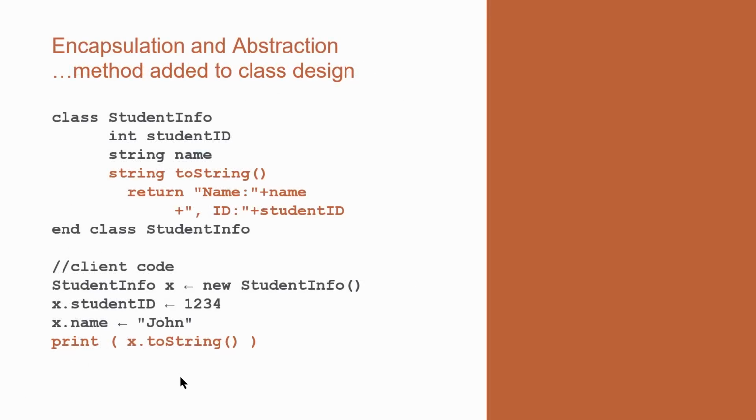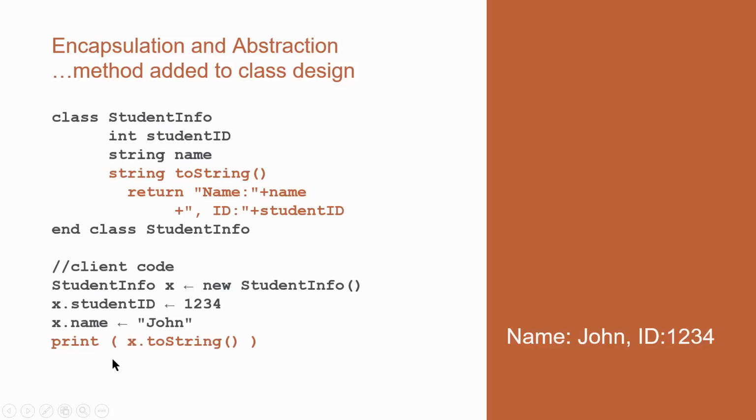In Java, the toString method controls how the object is output, and it's automatically inherited from the object class. You can customize this toString method, which is called overriding, an example of polymorphism, to make the output a little bit better, a little bit nicer, more appropriate. To call this, you just simply say print x.toString.